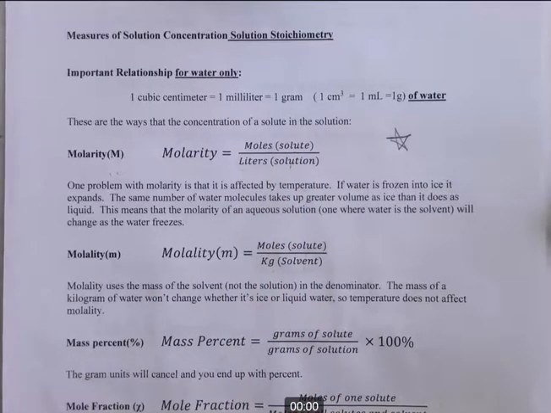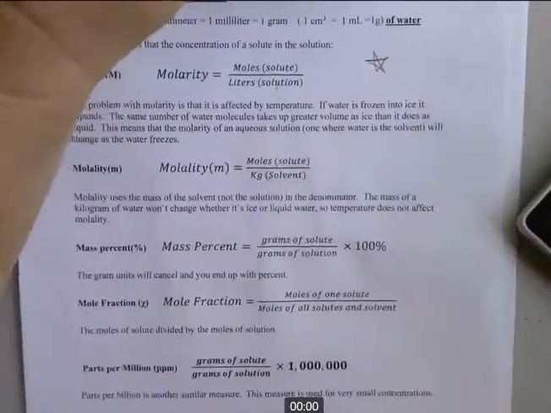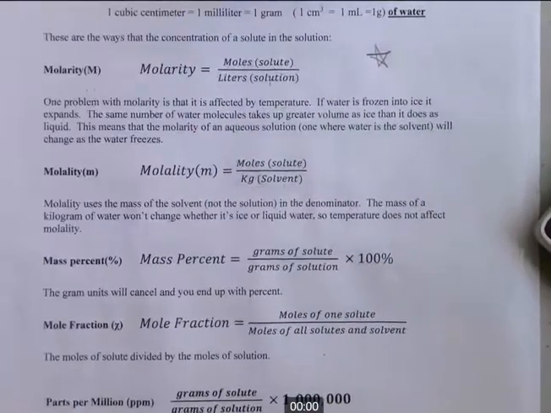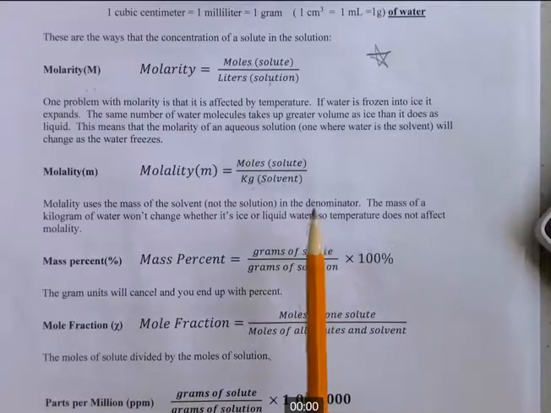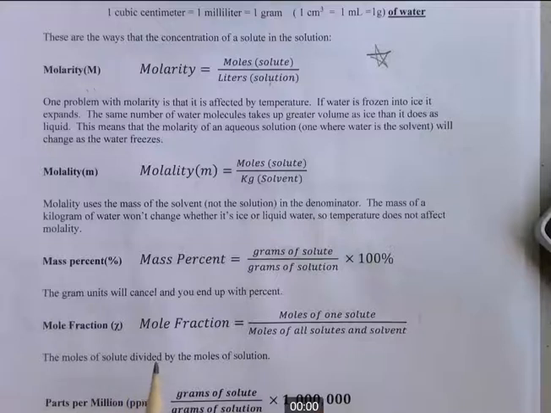That's called molality, okay? Next is mass percent, and it's simply the grams of the solute over the grams of the solution. That would be the mass percent. So it's the percentage, and then you multiply by 100% to give you a percentage. So that's the mass percent.